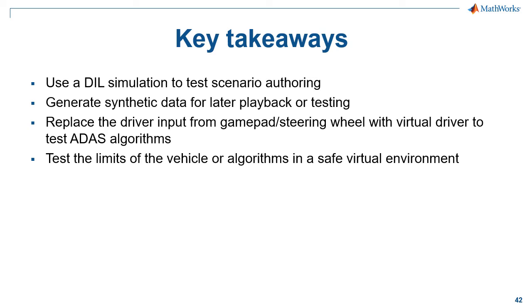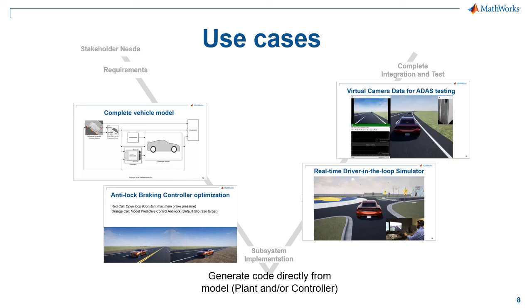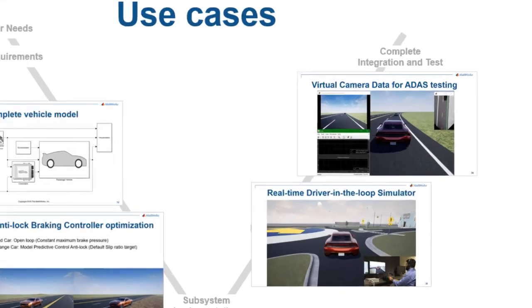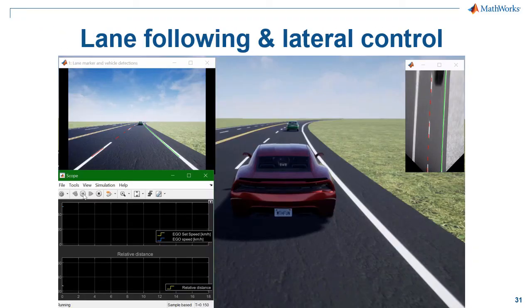Let's get back to our model-based design V diagram. We did the subsystem integration and testing. Now let's have a look at system integration and testing. To do this, we will be using virtual camera data for ADAS testing. In this video, we will be using virtual camera data to do lane following and lateral control and acceleration control.